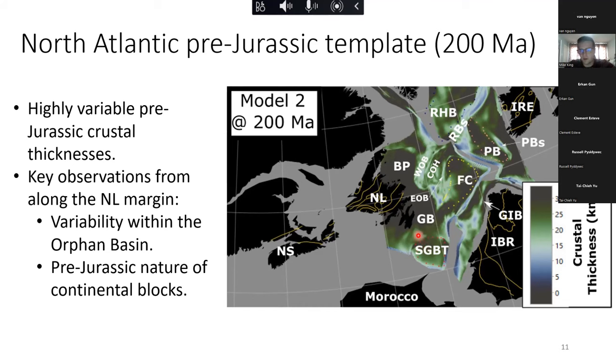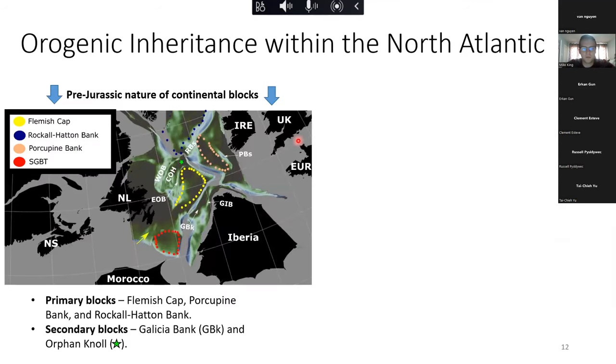Now that I've described these pre-Jurassic crustal thickness results, I'm going to start talking about some more discussion points in terms of what we can get out of these models and potentially what they mean moving forward. One of the things I wanted to focus on first was the pre-Jurassic nature of the continental blocks here.